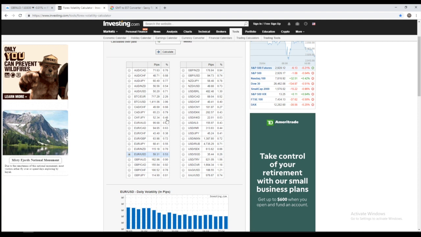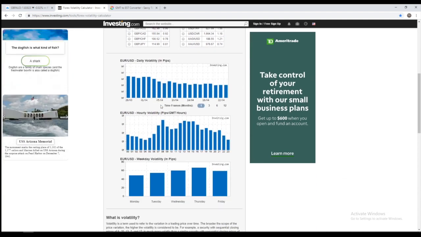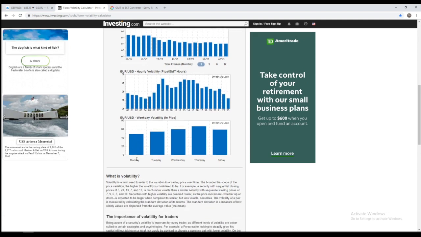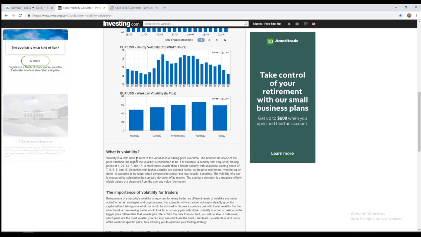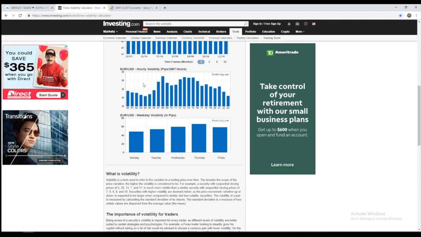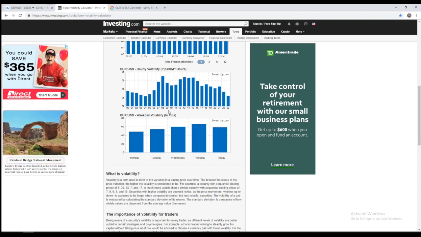Now, a cool tool that this does have is if you scroll down, you actually get to see the daily volatility in pips for that pair. But I think the really cool one that I like is the fact that you can see the hourly volatility in the market in pips for Euro USD.